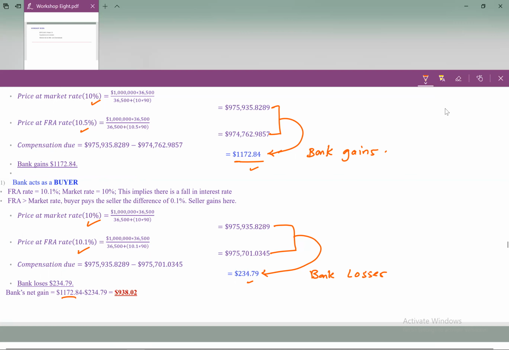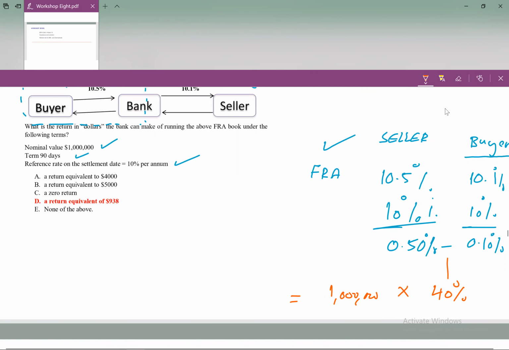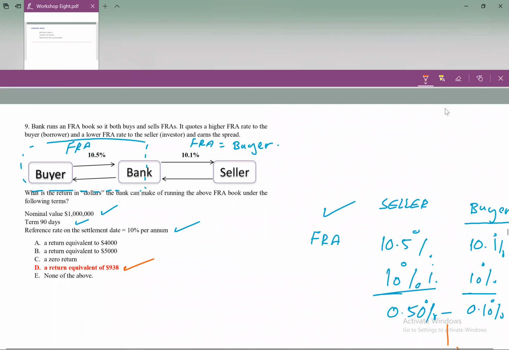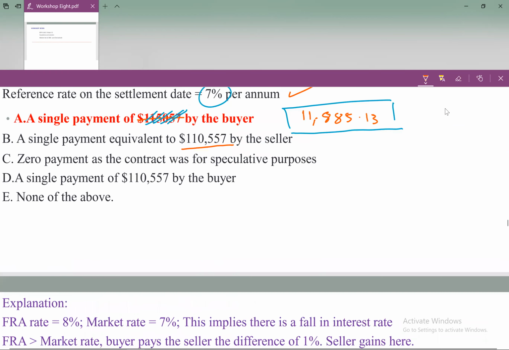This is 1172 minus 234. The answer is 938. Now this could be a big problem, time consuming, for a multiple choice question. Okay, this is the calculation on these FRAs. Now let me go back. Any questions here?